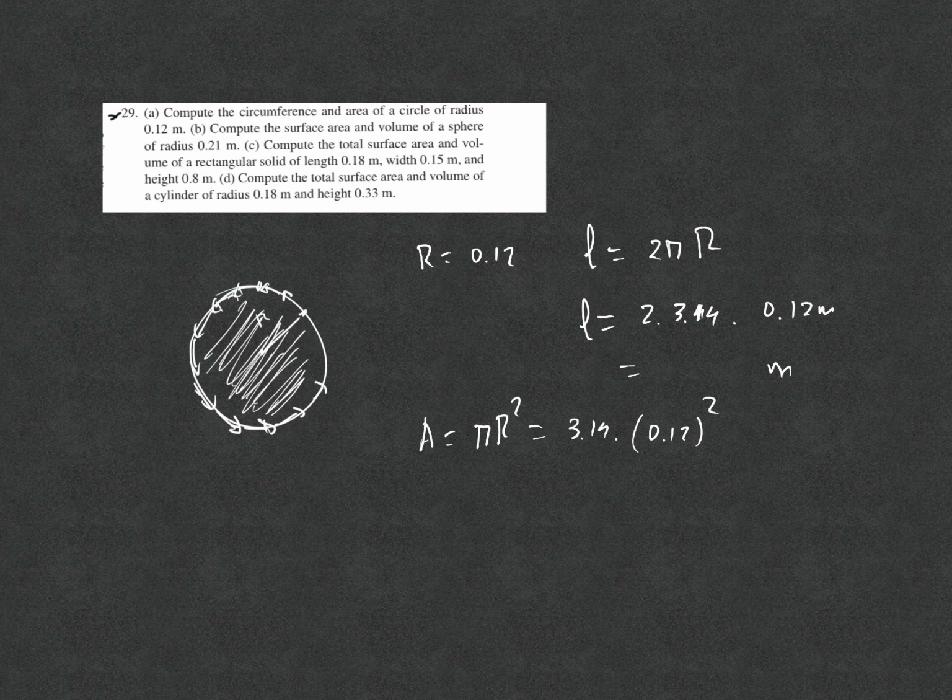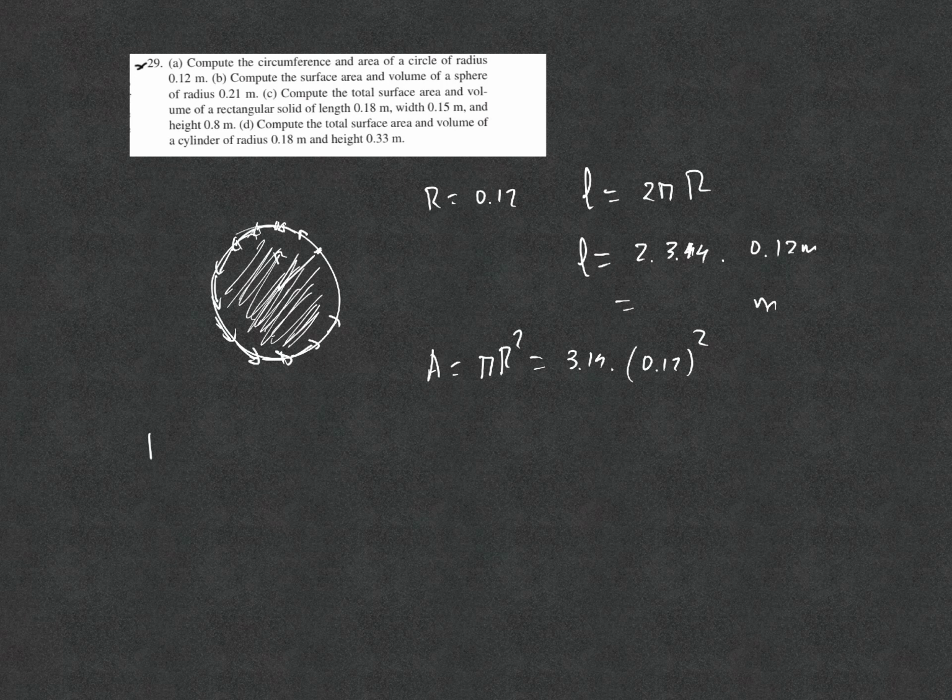Compute the surface area and volume of the sphere. Oh, now it's a sphere. Now, if instead of a circle you have to compute the surface area and volume of a sphere of radius 0.21, so now the radius is 0.21, but it's not a plane figure. Now it's a sphere. It's a three-dimensional figure. So what is the volume that is inside?